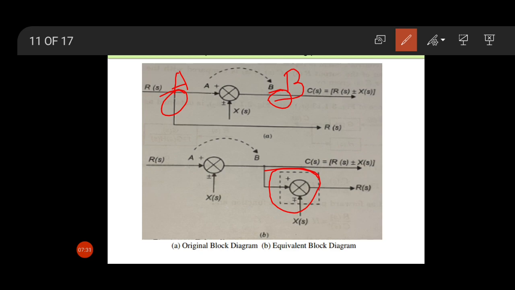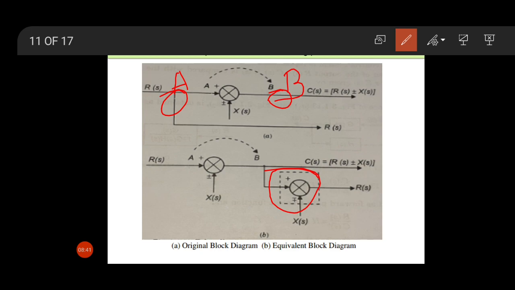So we can see here in the original diagram the output is RS plus minus XS, and the branch path value is RS, because this RS signal is coming to this side only. Okay, now let's see our equivalent diagram. In the equivalent diagram we are changing the position of this take-off point, and we add another summing point in this moving path. Okay, so let's see the output. So here we see the output is the same as our original diagram. The output is RS plus minus XS, and the branch path value is also the same, RS.